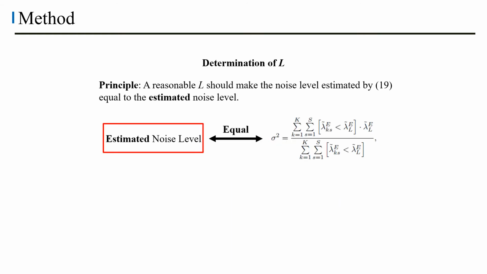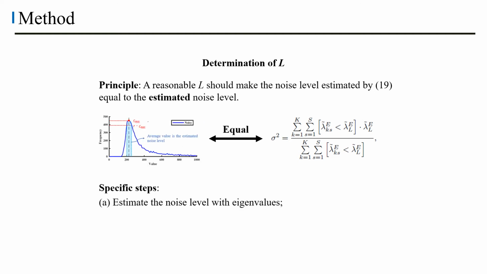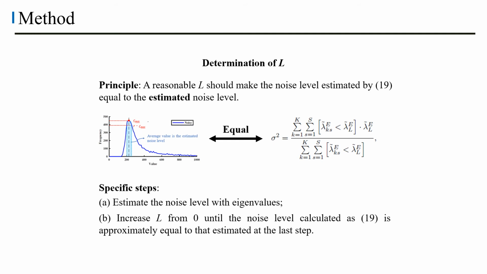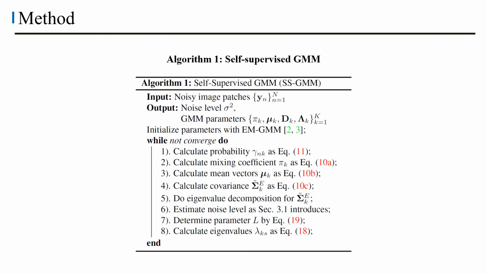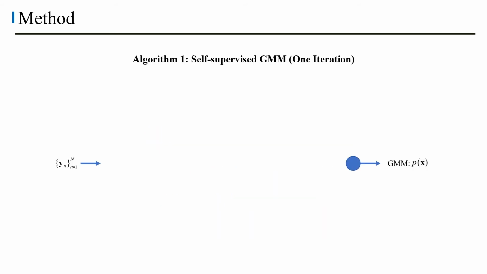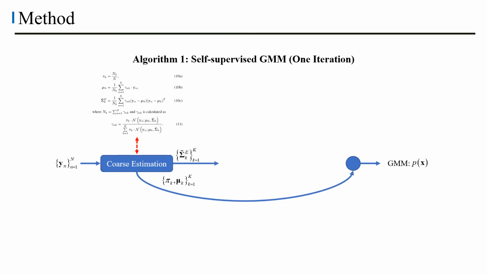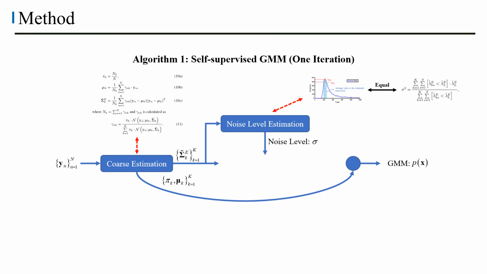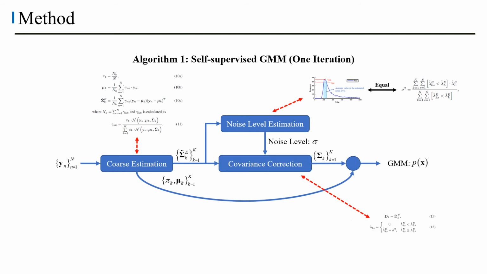Back to the determination of L, we estimate the noise level at first. Then, we increase L from 0 until the equation 19 is approximately equal to the estimated noise level. In conclusion, our proposed self-supervised GMM is summarized like this. At each iteration, it firstly does a coarse estimation of GMM's parameters. The covariance matrix will be further processed, where other parameters will be the expected results. Then, covariance NG values are used to estimate the noise level and to determine the parameter L. Finally, the NG values are corrected to suppress the influence of noise.